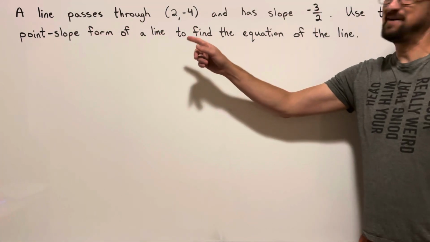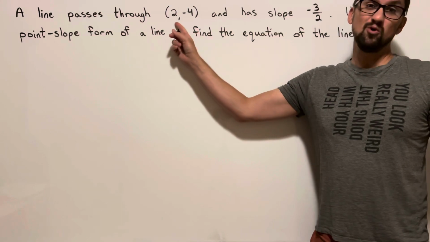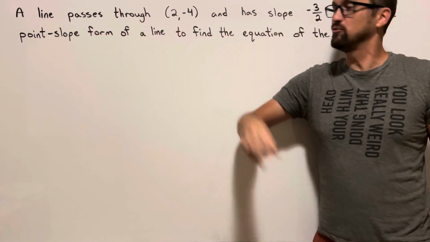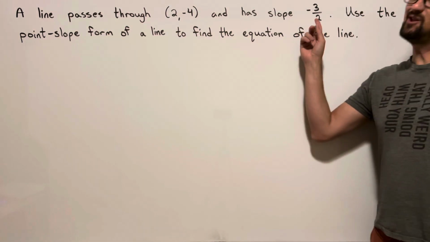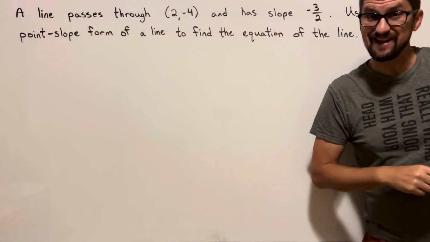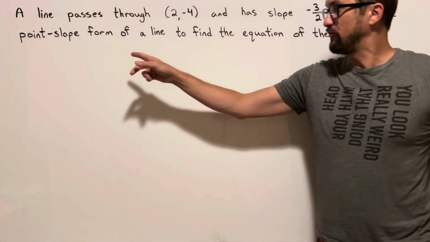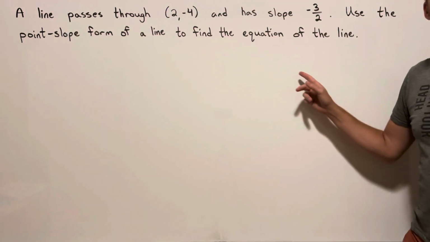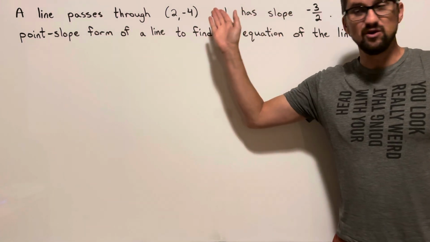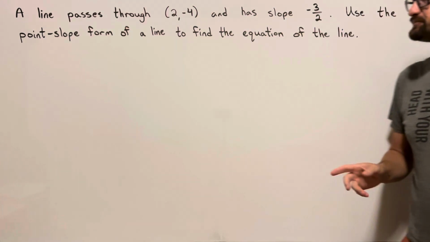A line passes through this ordered pair (2, -4) and has a slope of -3/2. Use the point-slope form of a line to find the equation of this line with these characteristics.